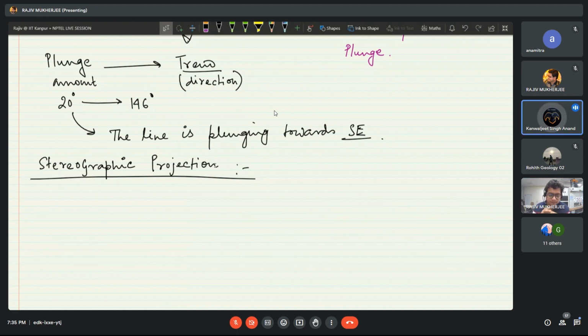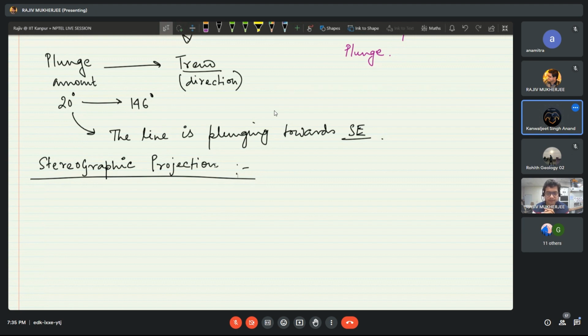Stereographic projection is a 2D representation of a 3D feature, basically. In this, there are the great circle and the small circle, and there are two types of net: equal area net and equal angle net, the Wulff net and the Schmidt net. Basically, we will use the equal area net. What we do is, if a line or a plane passes through a sphere, then from the lower end where it cuts the sphere, we draw the projection towards the center or the equator of the sphere, which is the 2D representation of that 3D feature.